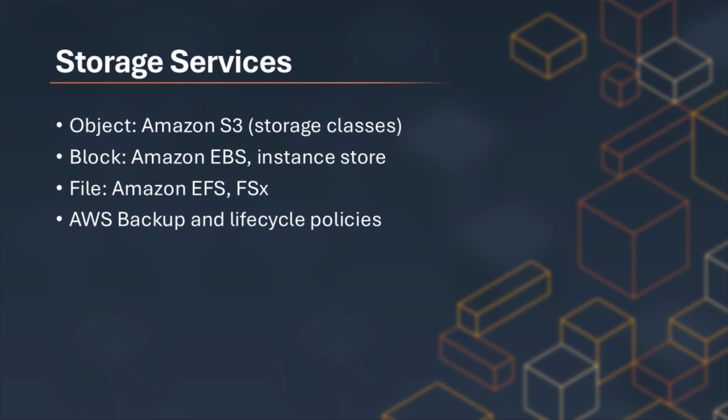Storage services include Amazon S3 for object storage, with classes like Standard for frequent access, Infrequent Access for backups, and Glacier for archival. A media company stores videos in Standard and old footage in Glacier to save costs. Block storage includes Amazon EBS for persistent disks, like for databases, and Instance Store for temporary data. File storage like Amazon EFS supports Linux apps, and FSx supports Windows. AWS Backup manages backups, and lifecycle policies move data to cheaper classes, like S3 to Glacier after 90 days. The exam tests S3 classes, Glacier for long-term, Standard for frequent access.